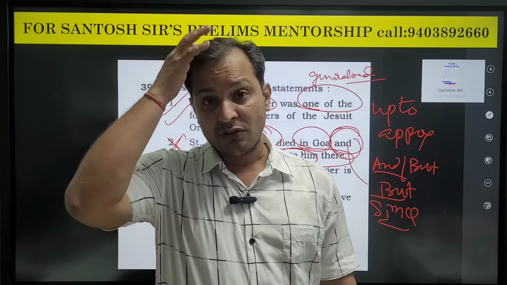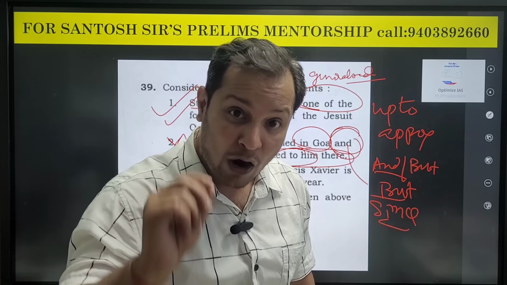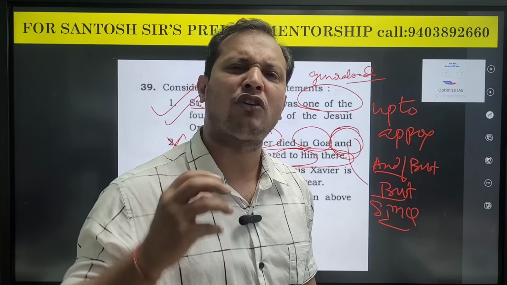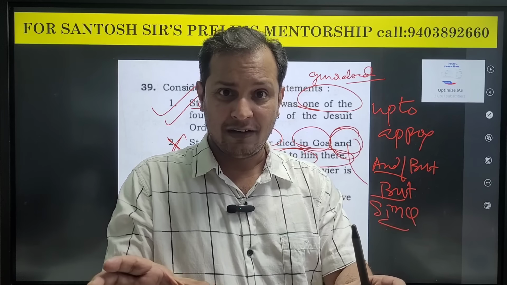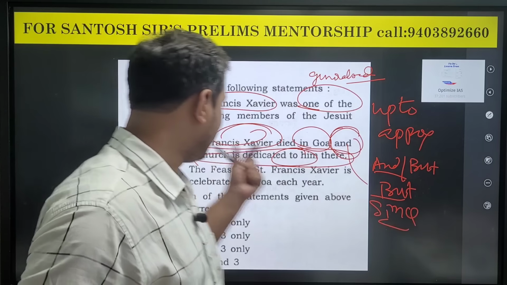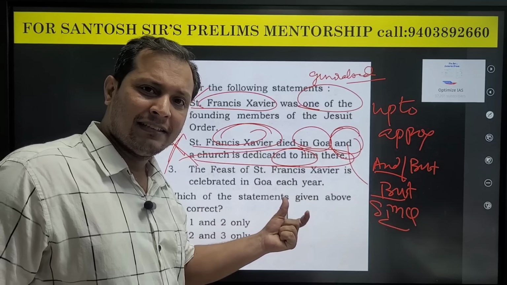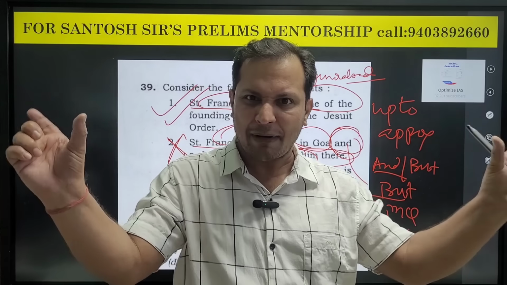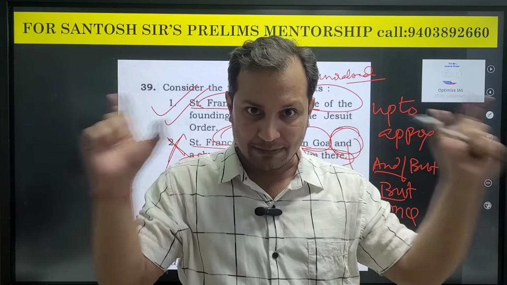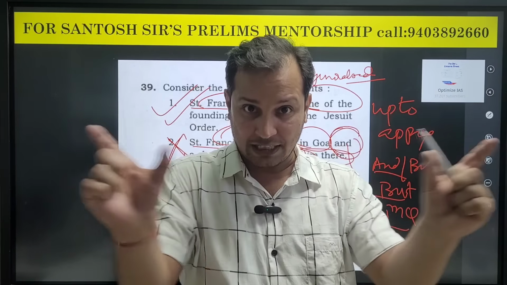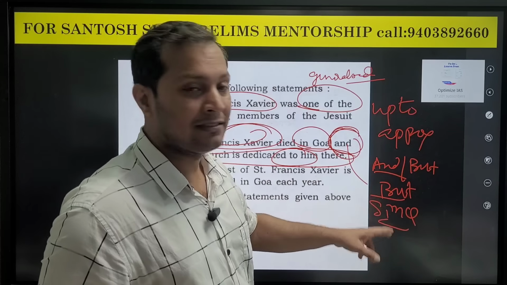So one logic, what did I give you? Whenever in the prelims examination you come across a compound or complex statement, what is that? It is made using two different facts, adding two different sentences. Saint Francis Xavier died in Goa, and a church dedicated to Saint Francis Xavier is in Goa. These are two different statements, and we are adding them with the word "and". Keep this in mind: whenever we are adding two statements, 99% this is incorrect in UPSC. So if you come across "and", "but", "since", you can eliminate that.